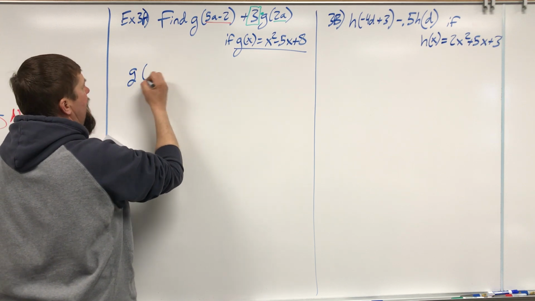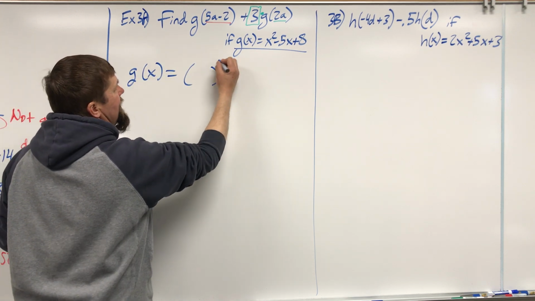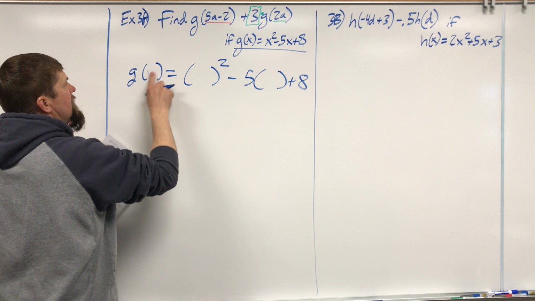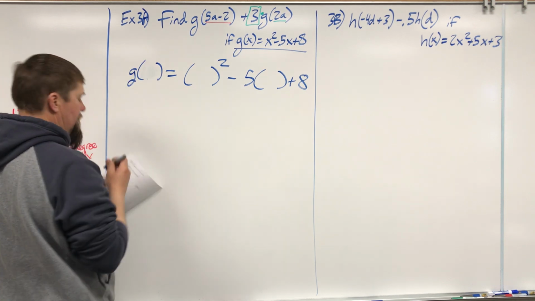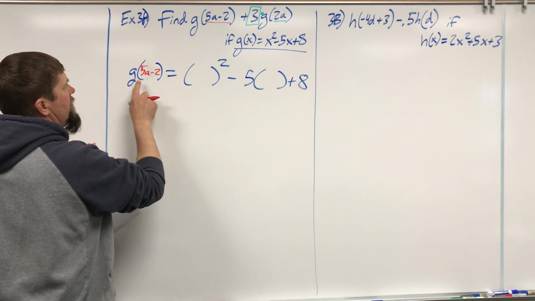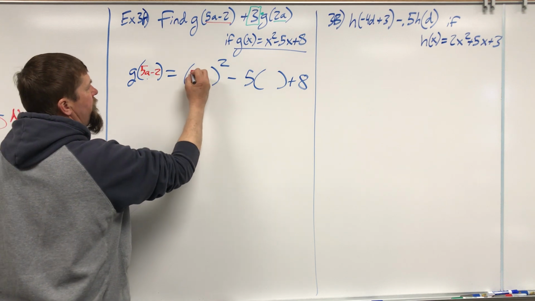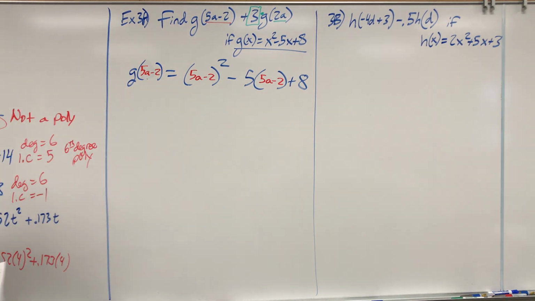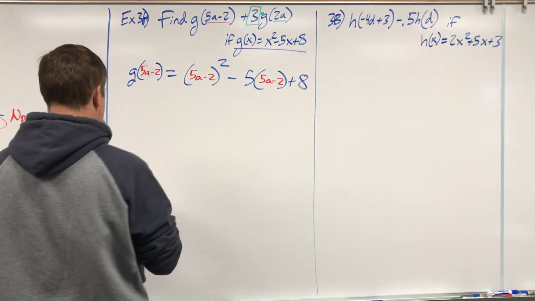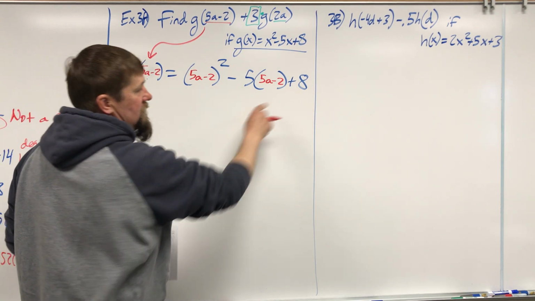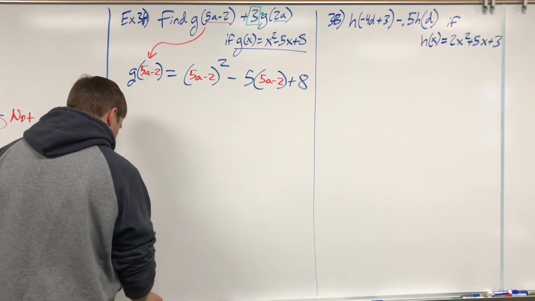Since g of x is equal to x squared minus 5x plus 8, and inside of the function is 5a minus 2, so g of 5a minus 2, we put 5a minus 2 in for each of the x's into the g of x function. So this translates into this function. So we go ahead and evaluate that.